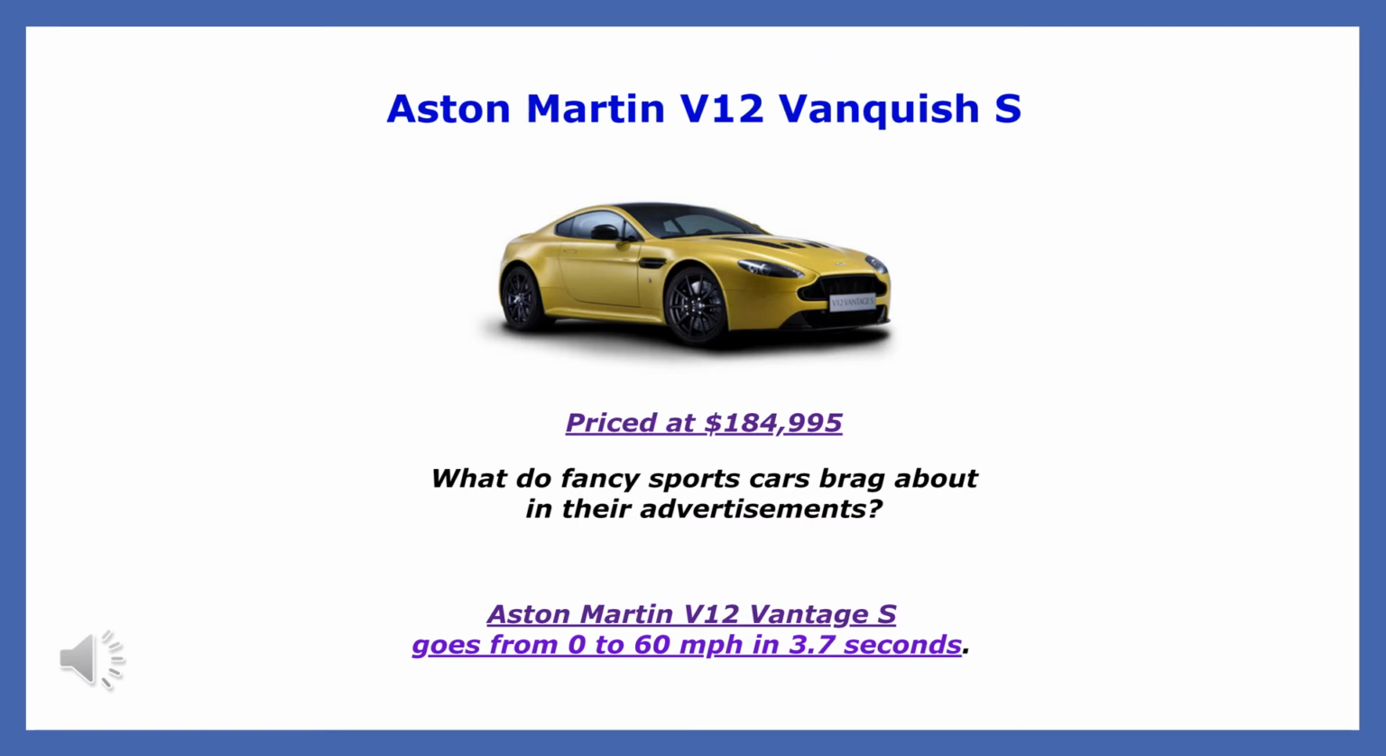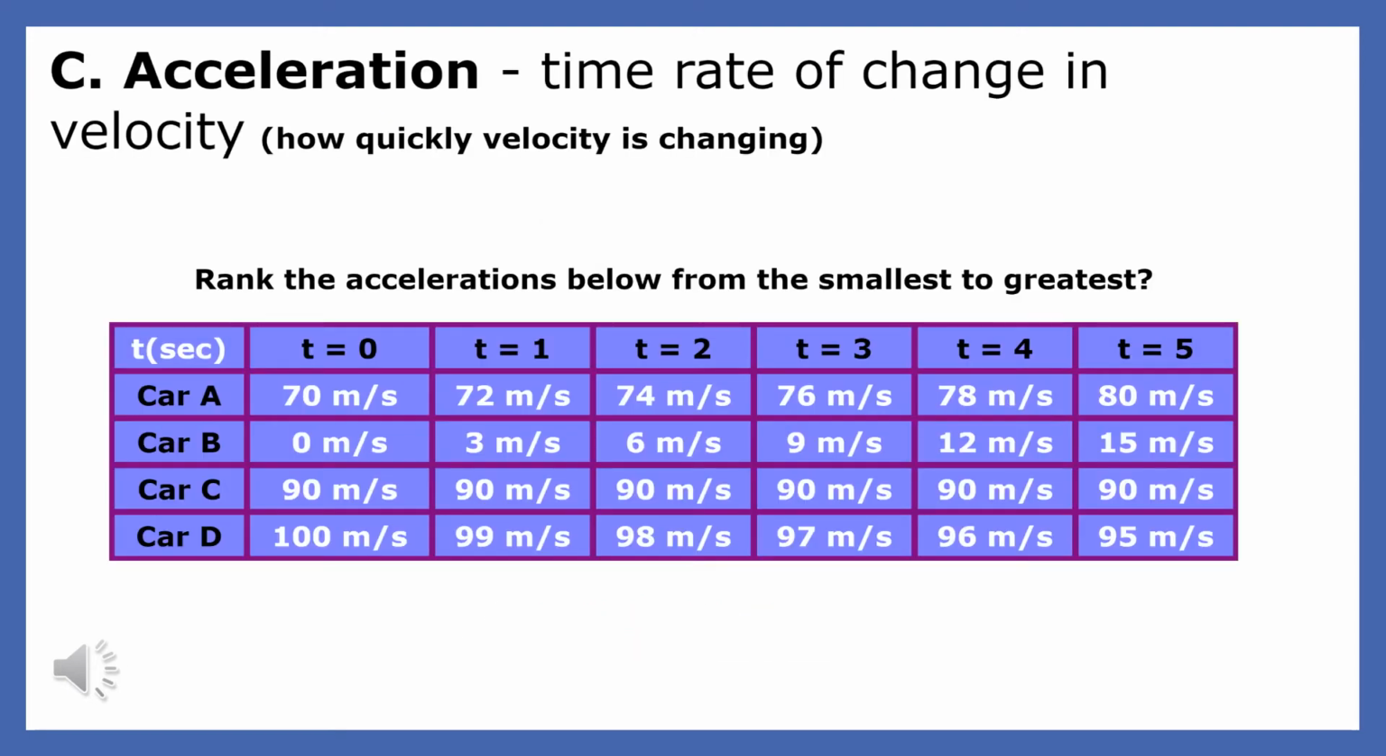You've seen TV commercials advertising a sports car that is able to go from 0 to 60 in only 3.7 seconds. The commercial is bragging about the car's acceleration, or how quickly the car changes its velocity. Every year, car companies try to increase their sports car's acceleration, which of course means lowering the time needed for a car to reach the typical highway speed. Acceleration is the time rate of change in velocity, or how quickly velocity is changing.